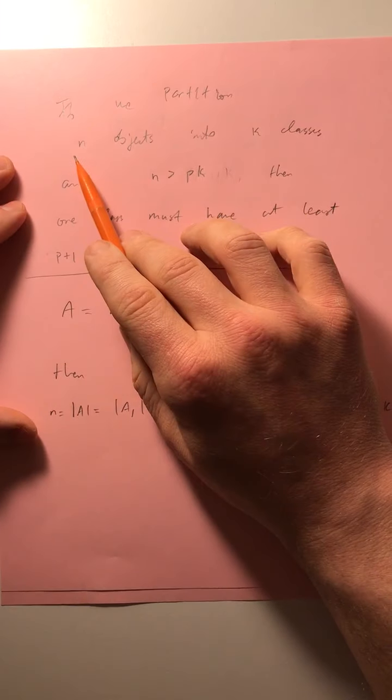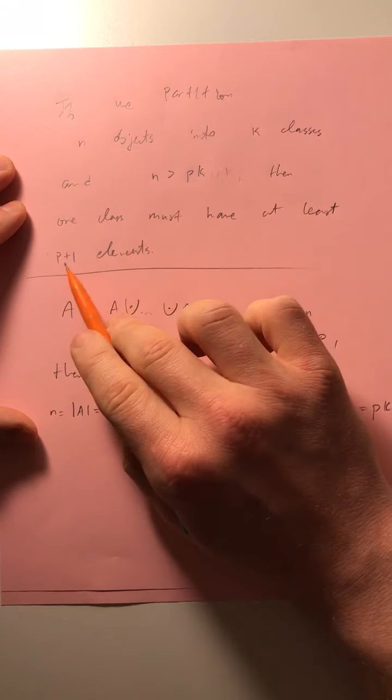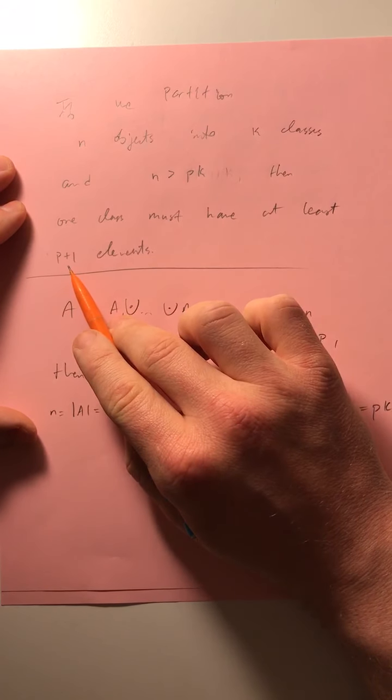But if I have n objects and I break them into k classes, and n is greater than p times k, at least one of the classes has to have p plus 1 elements in it.